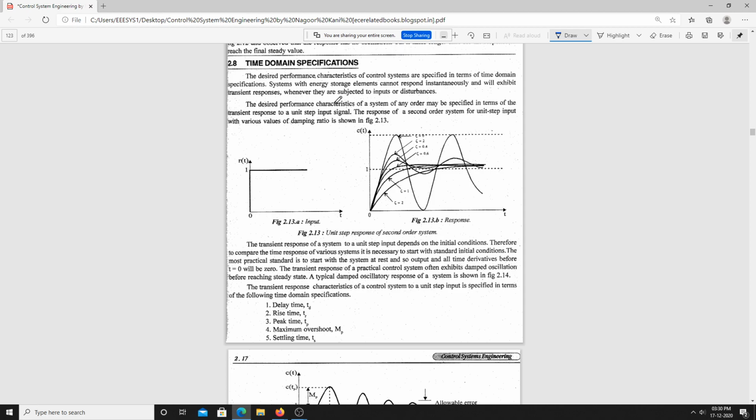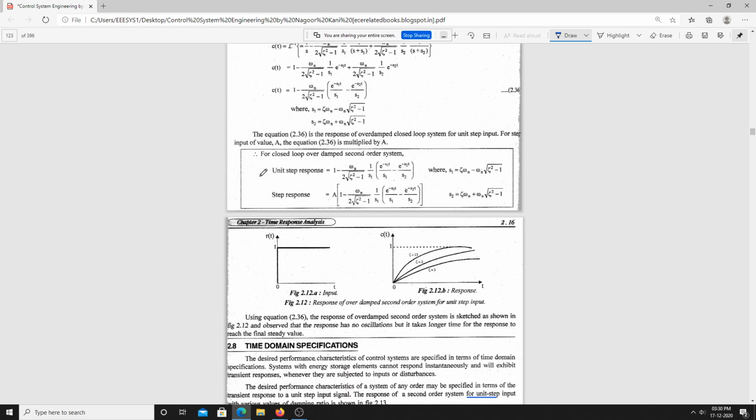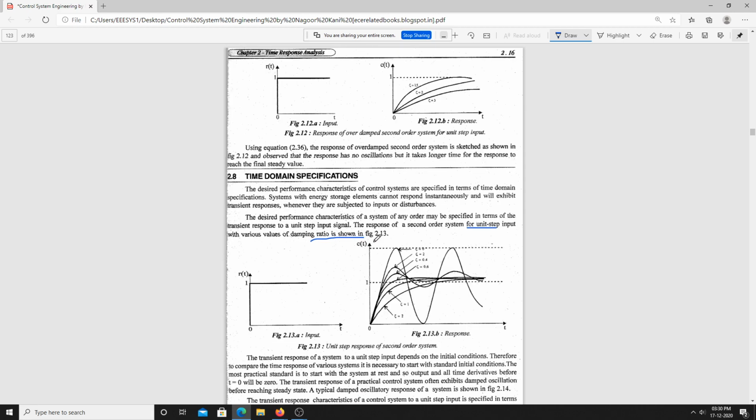So the desired performance characteristics of a system of any order may be specified in terms of the transient response to a unit step input. The response of a second order system for a unit step input with various damping ratios is shown here. Is that clear? It is clearly shown in this picture. I have already said what the damping ratio is: it is nothing but actual damping to critical damping.